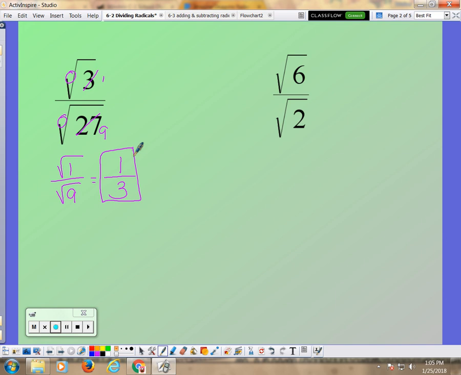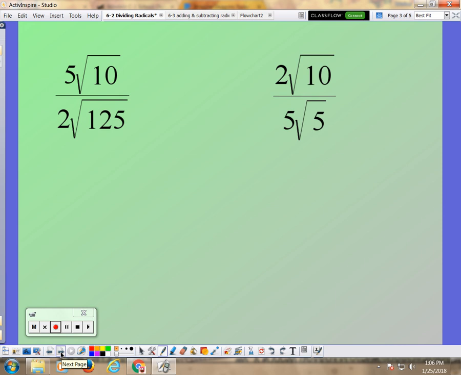Over here on the second problem, once again, their index numbers are the same. So I can take this 2 and divide it evenly up here into this 6, leaving me a 3. So my answer is the square root of 3 over the square root of 1, which is the square root of 3 over 1. And normally we don't leave a 1 in the denominator. We don't write it, so this answer is just the square root of 3.